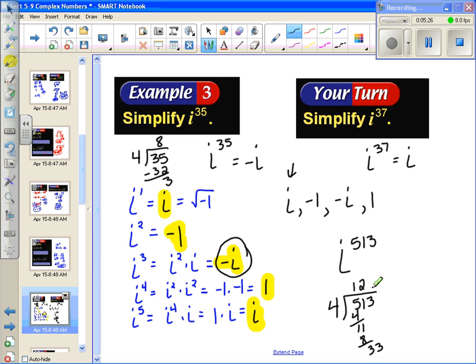4 goes into 33 8 times with a remainder of 1, because all we care about is the remainder of 1, which means my answer, remainder 1, would be at this first one. So I would have i. If I have a remainder of 2, it'd be negative 1. A remainder of 3 would be negative i. And a remainder of 0 would be 1.